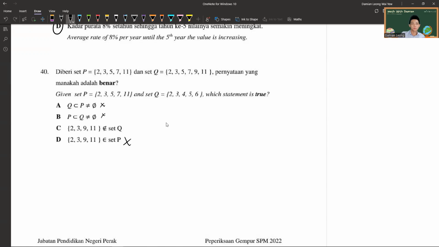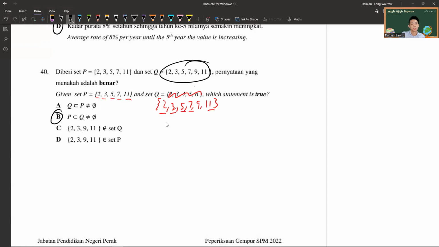Definitely this is wrong. Not an element of set Q. So, wait a minute. Sorry, their English and Malay versions are different. I wonder if something is wrong. I'll follow the Malay one: 2, 3, 5, 7, 9, 11. Yeah. Then if we look at it like that, 2, 3, 5, 7, 11, it's P is a subset of Q.